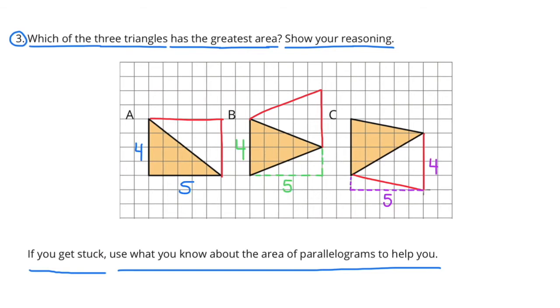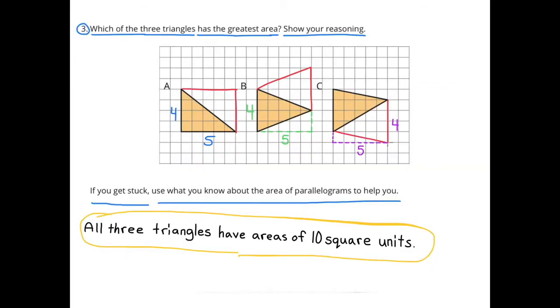Now it's pretty easy for me to find the base and the height of the rectangle and parallelograms. But remember, the area of the rectangle and parallelograms are twice the area of the original triangles. They all have a base of 5 units and a height of 4 units, which is an area of 20 square units. So all the triangles would have an area of 10 square units. It turns out that neither of the 3 triangles has the greatest area. They all have an equal area of 10 square units.